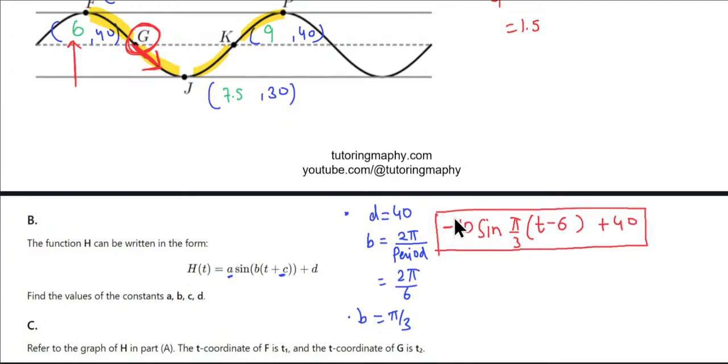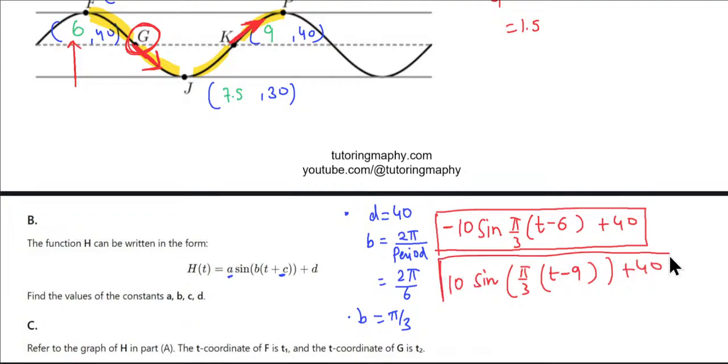If you are not a big fan of a negative A, you can write positive A, positive 10, sine pi over 3, something will come here, plus 40. But in that case, you have to make K as your reference or starting position, sort of. Because at K, it is going up, but the horizontal translation is no longer 6, it's 9 to the right. So you have to write this as t minus 9. Both are correct. Feel free to put that in Desmos. I'm pretty sure you will get the same graph for both of them, and both of them are going to match with the question as well.